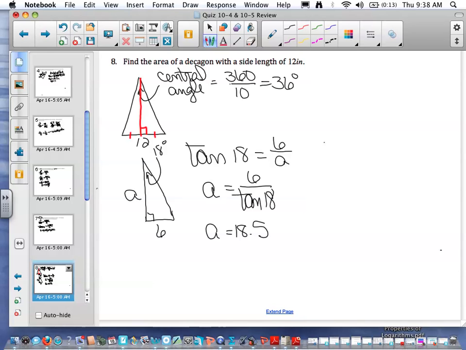So to find the area, that's equal to 1/2 the apothem, 18.5, times the perimeter, which is 10 sides times 12 inches each. So 0.5 times 18.5 times 120 will give me 1,110 inches squared.